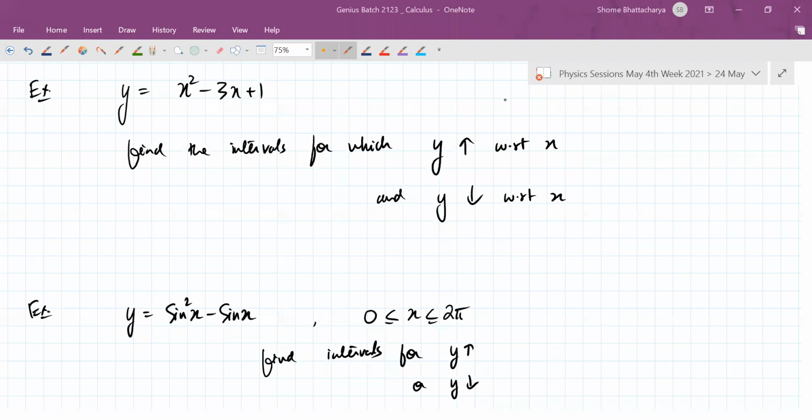If I want to ask where y is positive, then you have to solve the inequality that x square minus 3x plus 1 should be greater than 0 or less than 0. That is going to give us a different thing, okay? But here I'm asking where y is increasing with respect to x. So what I mean is that dy by dx, or derivative of y, should be positive. Or where y is decreasing, the derivative should be negative.